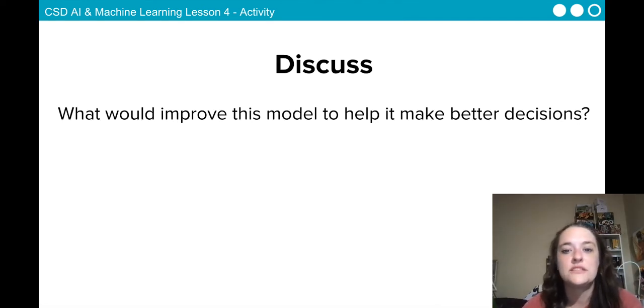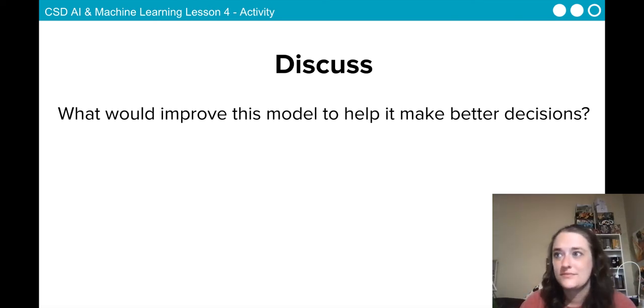So, what would improve this model to help it make better decisions? I kind of said this when I was talking about how it was not helpful in deciding shoes. One thing that could help improve the model is getting user input. If I'm wearing a dress, maybe that can narrow it down. I don't need to wear house shoes with a dress. No, I sure don't. Or men's dress shoes with a dress, unless I'm going for a very particular look.